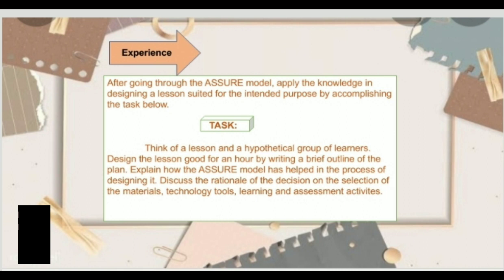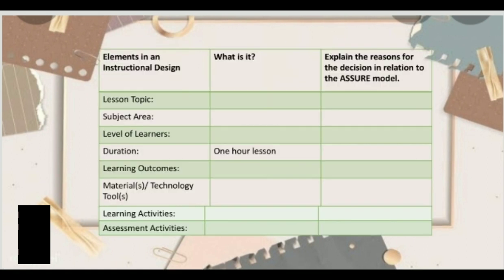As you can see in the table, you will fill in the "what is it" and explain the reasons for the decision in relation to the ASSURE model: the lesson topic, subject area, level of learners, duration (a one hour lesson), learning outcomes, materials or technology tools, learning activities, assessment, and activities. For you to be able to understand the activity, read the instruction.